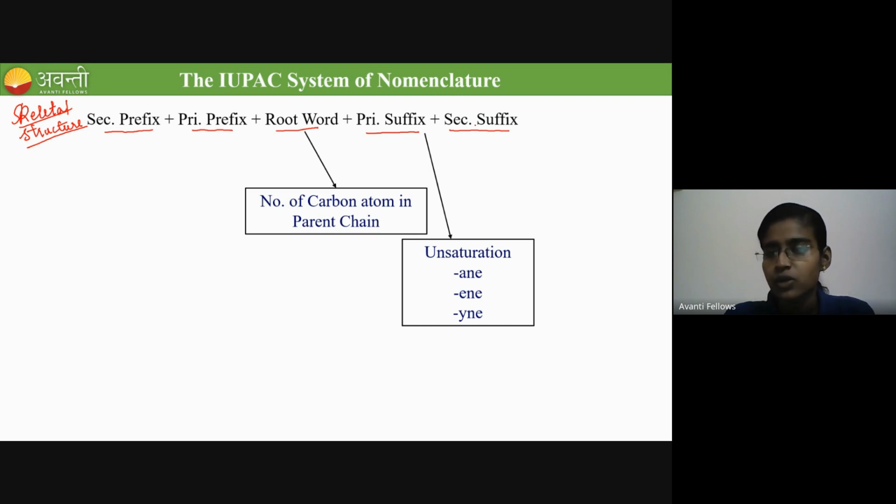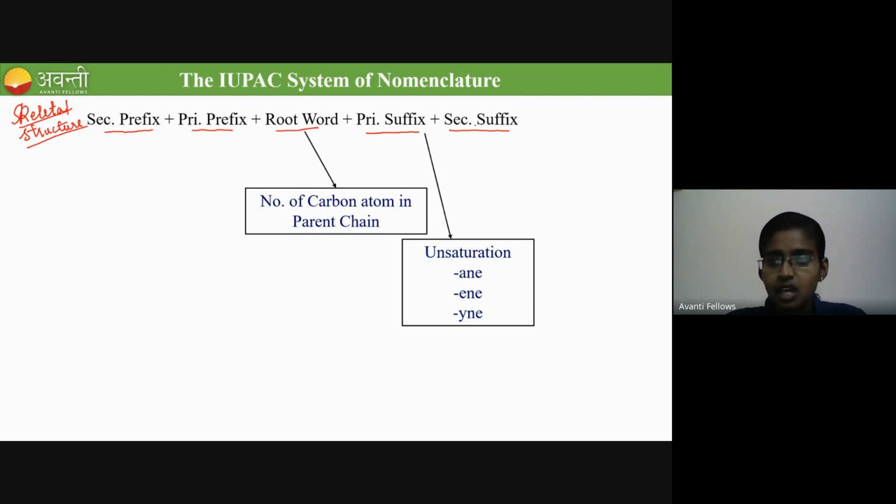If your compound contains only carbon-carbon single bond, then you have to end the name with ANE because it is an alkane. If your compound has C double bond C, then what you have to do? You have to end the name by ENE because it is an alkene. If it has a triple bond, then it is alkyne. So you have to end the name with YNE. So these are the primary suffixes.